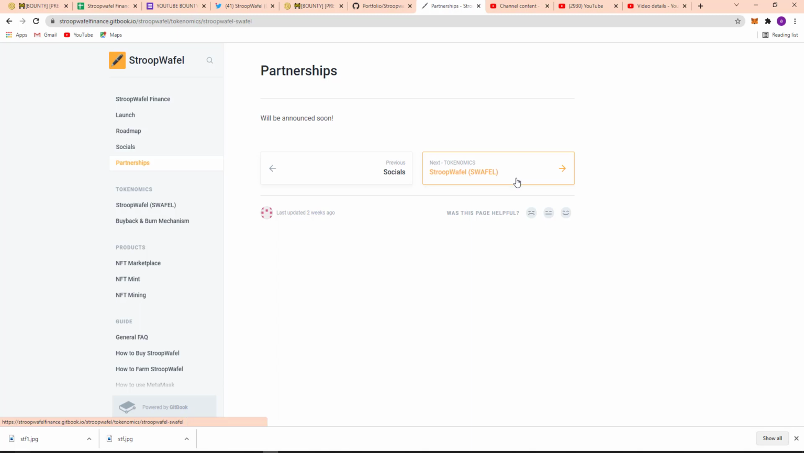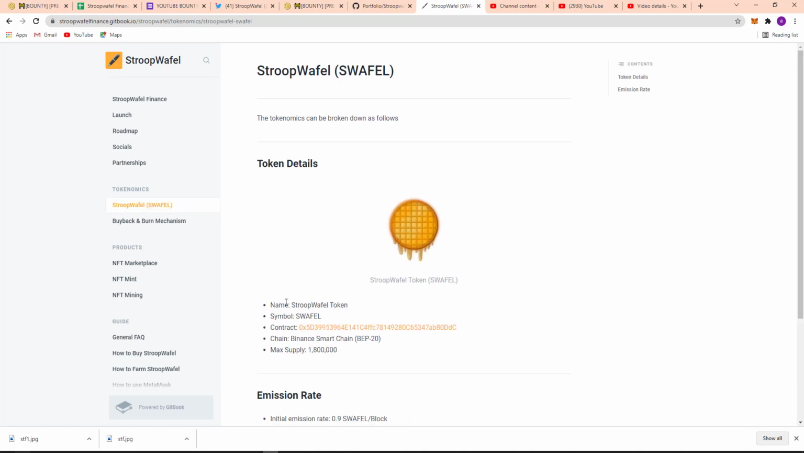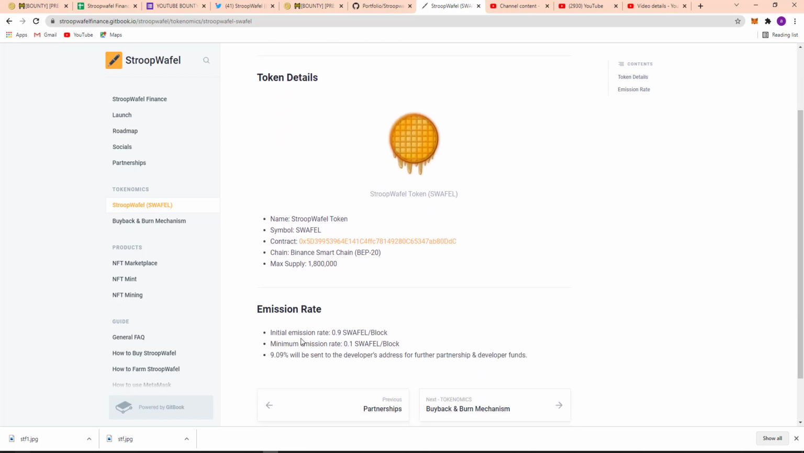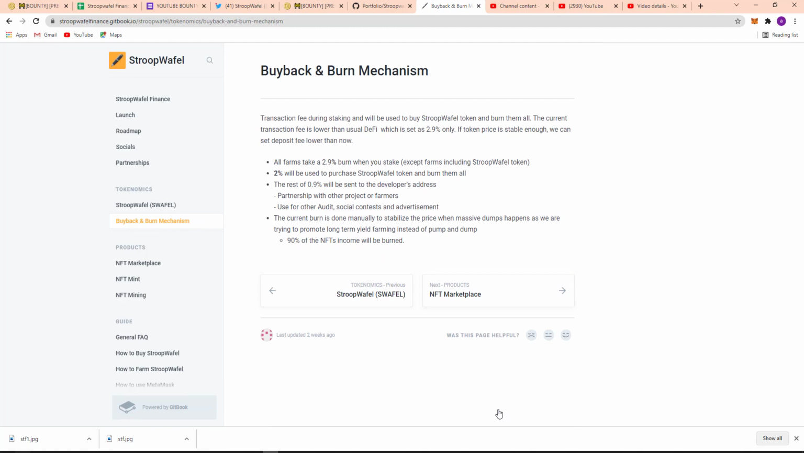And here's the StroopWafel tokenomics. You can see here the name, StroopWafel token, symbol Swaffle, the contract is here, chain Binance Smart Chain, and max supply. Here you can see the max supply is 18 lakhs, the initial emission rate is 0.9 Swaffle per block, and the minimum emission rate is 0.1 Swaffle per block. And here is their buyback and burn mechanism. The transaction fee during staking will be used to buy StroopWafel tokens and burn them all. The current transaction fee is lower than usual DeFi, set at only 2.9%. If the token price is stable enough, they can set a deposit fee even lower. So all farms take a 2.9% burn when you stake.